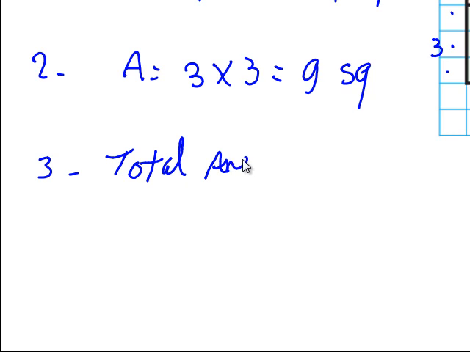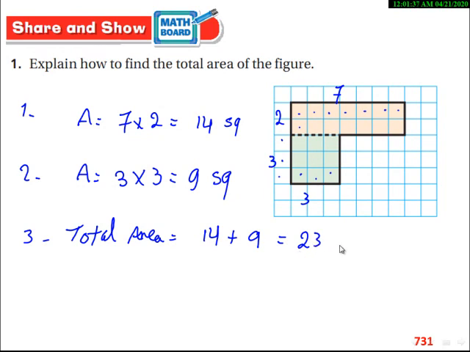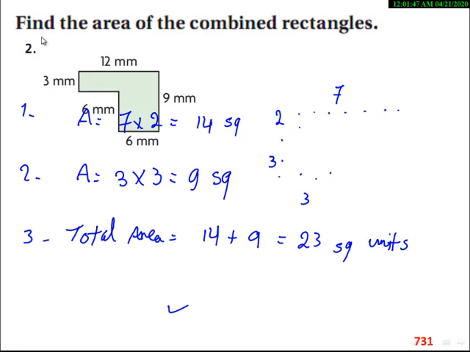Finally, what is the total area? Total area equals what? Great. 14 plus 9 equals what? Excellent. 23. 23 what? Square units. Great. Let's do another one.